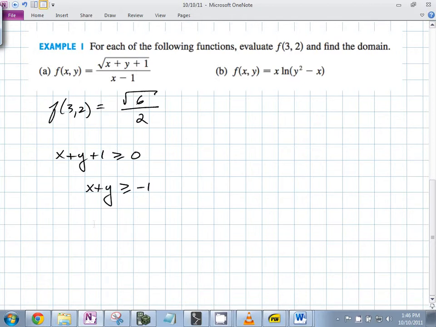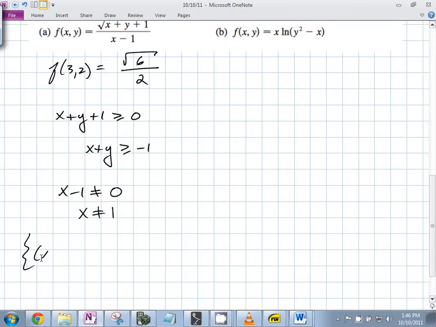And you also know that x minus 1 cannot equal 0. So x cannot equal 1. So one way you could say this is xy such that x does not equal 1 and x plus y is greater than or equal to -1. So that would be a set notation, but what's one other way you could write it? Draw it. You could draw it, exactly right.